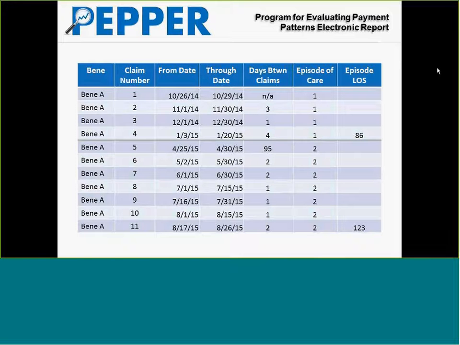The first episode of care ends January the 20th, 2015, and so that would be counted in calendar year 2015. The second episode ends August the 26th, 2015, and it would also be counted in calendar year 2015. So even though episode 1 in this example started before the calendar year, all of the services for that beneficiary would be counted for that episode in calendar year 2015.